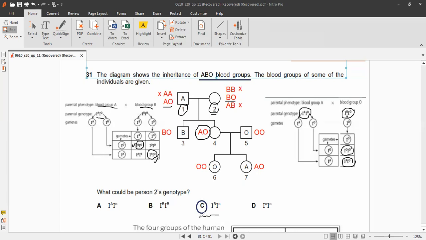Focus here, please, and try to start the answer with 6 and 7, then 5 and 4, then 2.